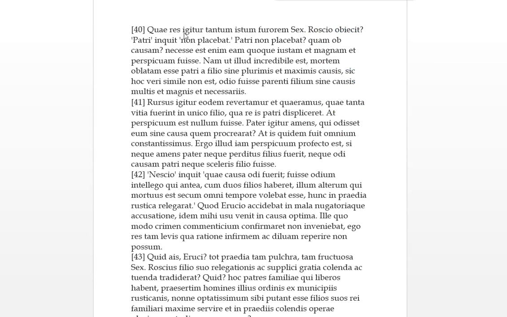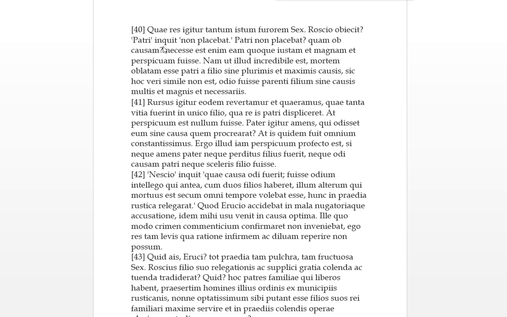Chapter 40. Quae res igitur tantum istum furorem Sextus Roscius obiecit. So, which matter or circumstances, igitur, therefore or then, such istum furorem. Obiecit usually means cast upon; it probably means the cause here, figuratively. So which circumstances then caused such fury to come upon Sextus Roscius? Patri, inquit, non placebat, so he wasn't pleasing.